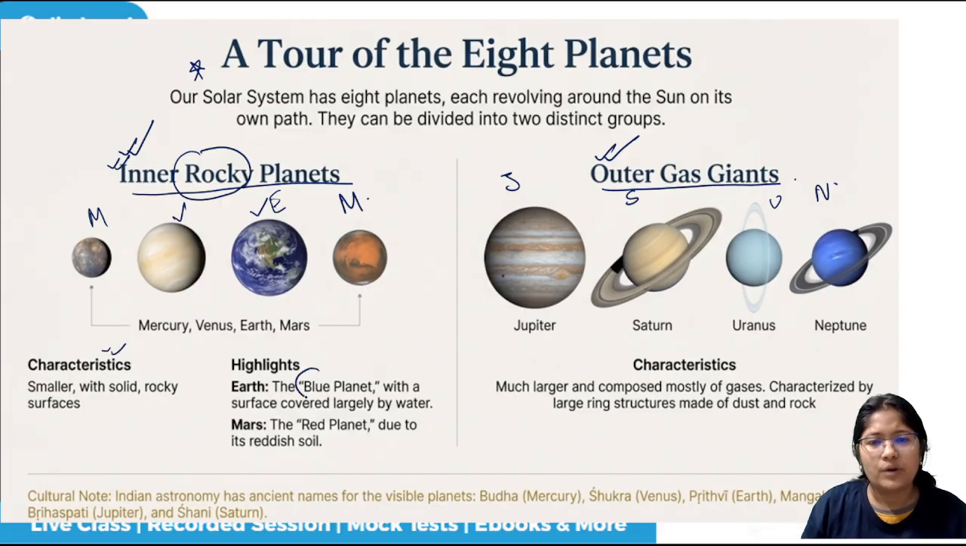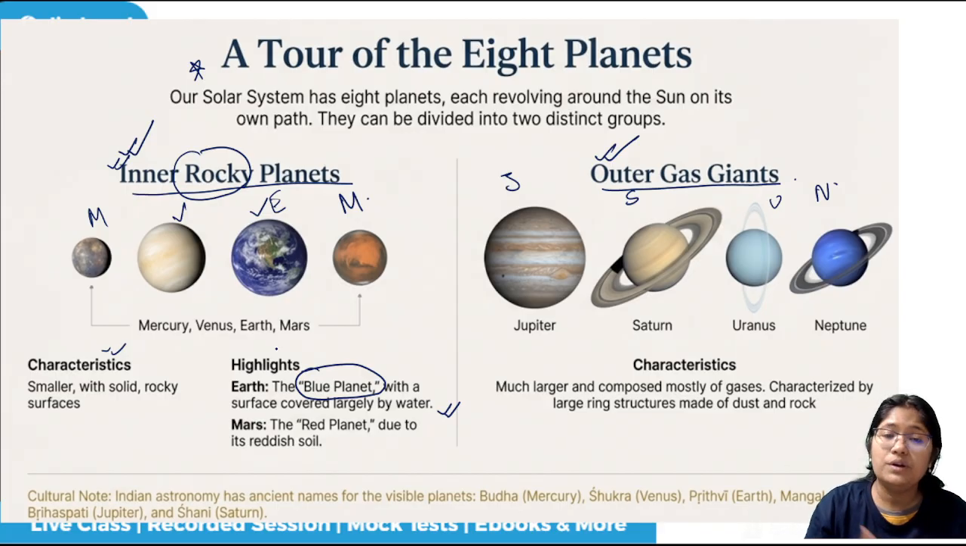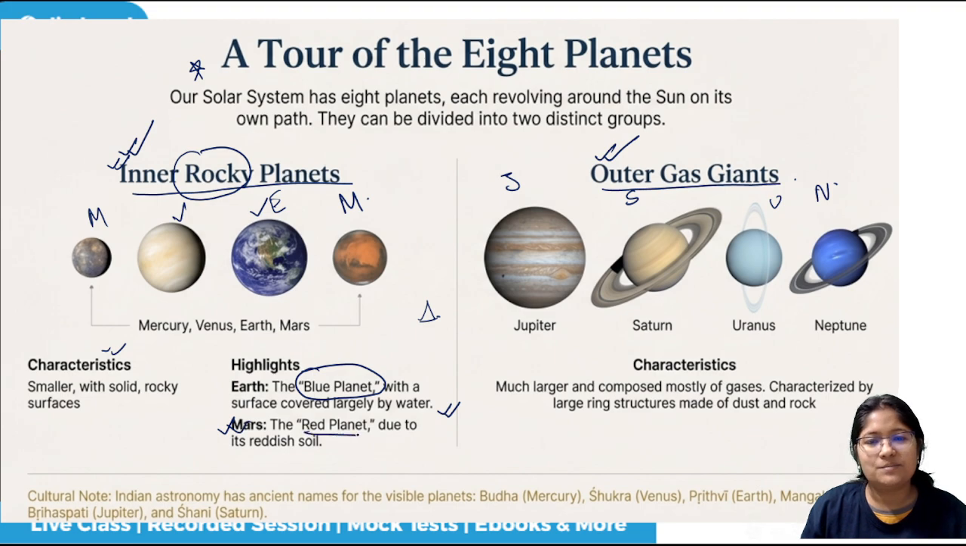The Earth is known as the blue planet because it is largely covered with water. We know that. And in the chapter on water, we have seen how, though it is largely covered with water, only 3% is fresh water, and that too, 69% of it is trapped in the ice caps and the glaciers. So you can refer to that as well. Mars is known as the red planet due to its reddish soil.